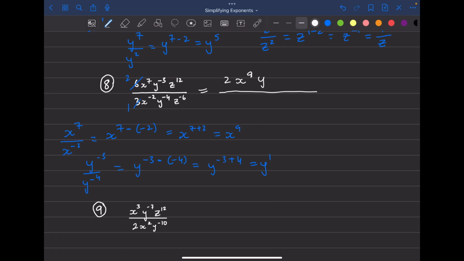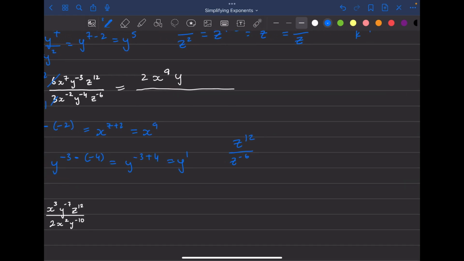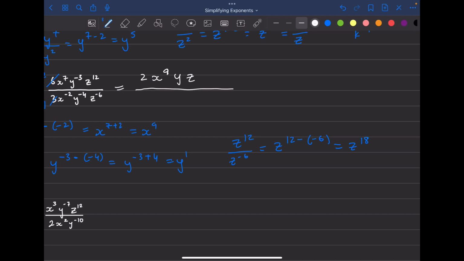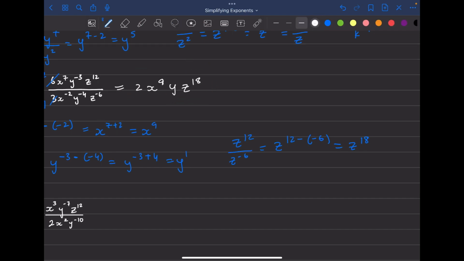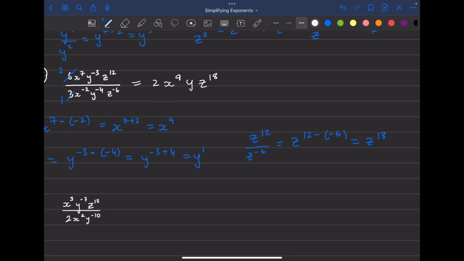And then for the z's, we have z to the power of 12 over z to the power of negative 6. So this is pretty simple again. This would be z to the power of 12 minus negative 6, which is equal to z to the power of 18, which is equal to that over here on top. So I can actually get rid of this line over here, because this is not a fraction anymore. It's almost like a whole number with fractions not existent. So yeah, that's it for this answer, and we are done.